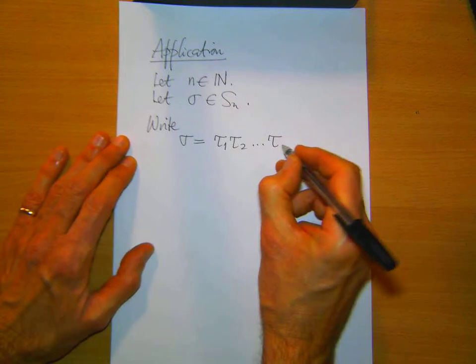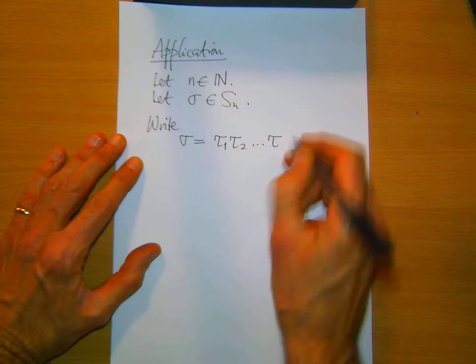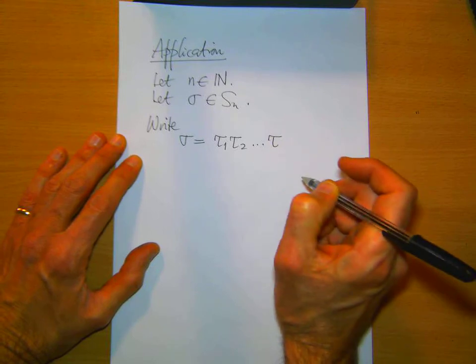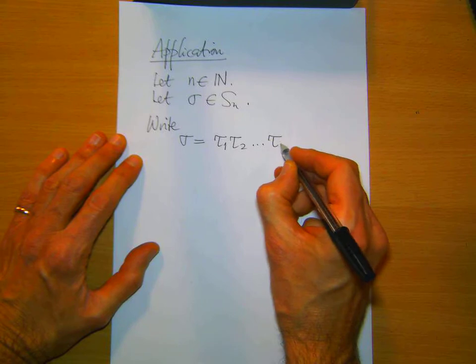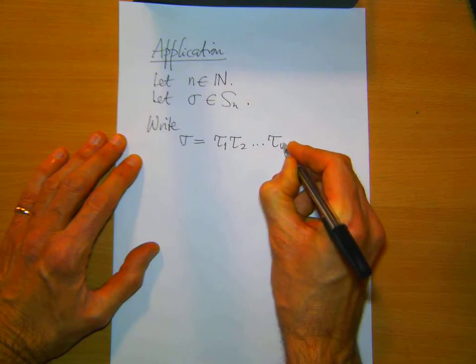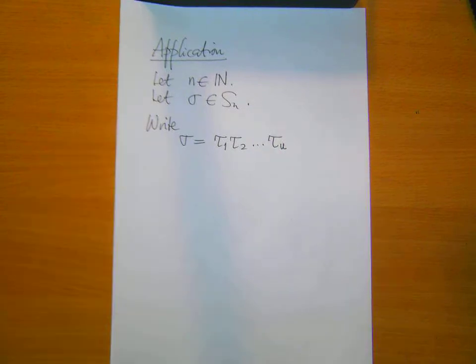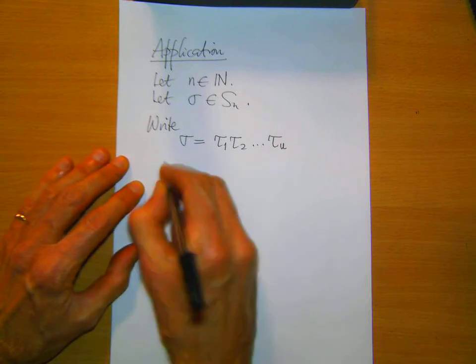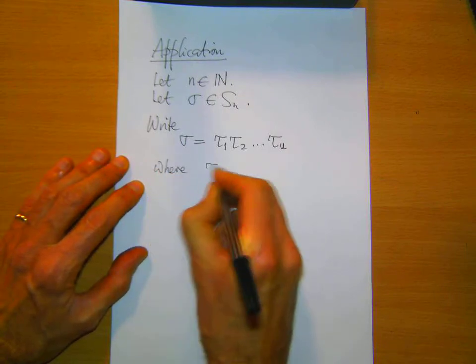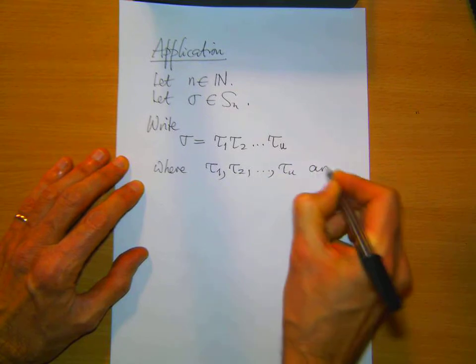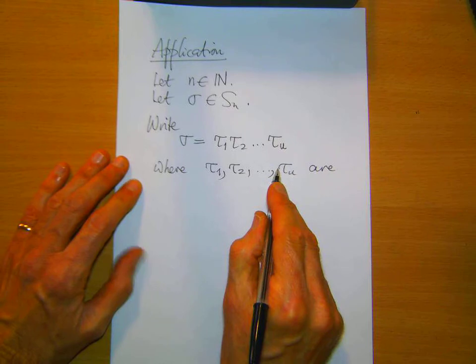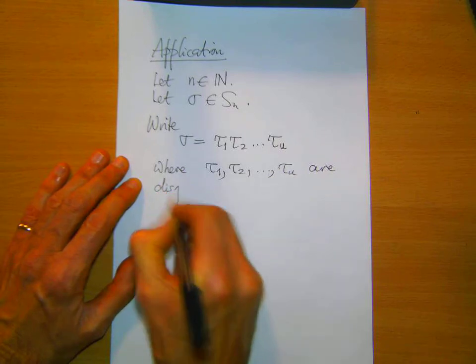Let's think of a suitable letter that I haven't used recently. I've used quite a lot of letters recently, haven't I? I don't want to, let's think. I'll use little u. I don't think I've used little u today. So this is writing sigma as the product of disjoint cycles.